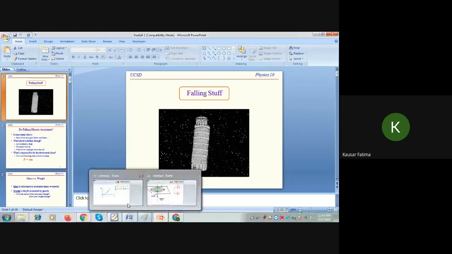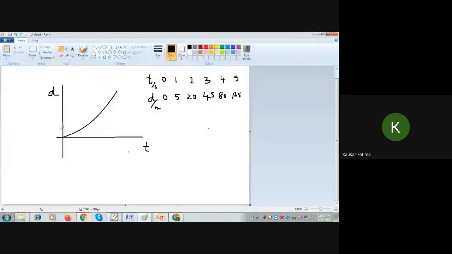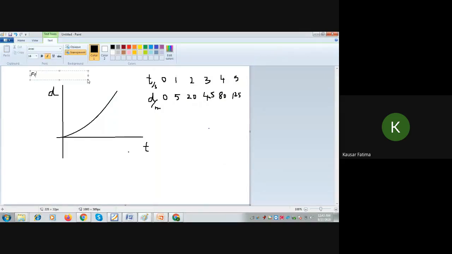Now let us talk about the graph. This is the distance time graph for free fall motion.